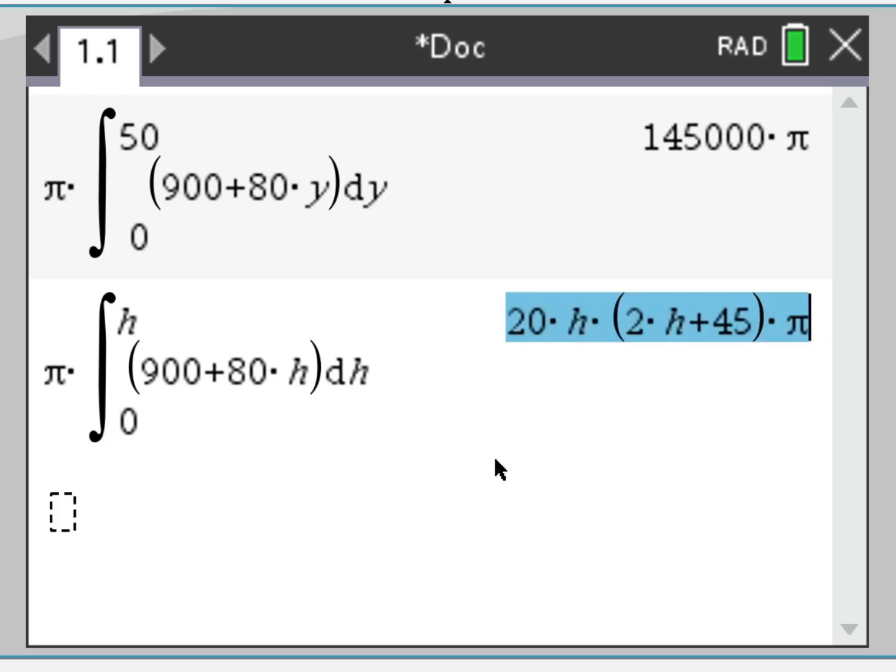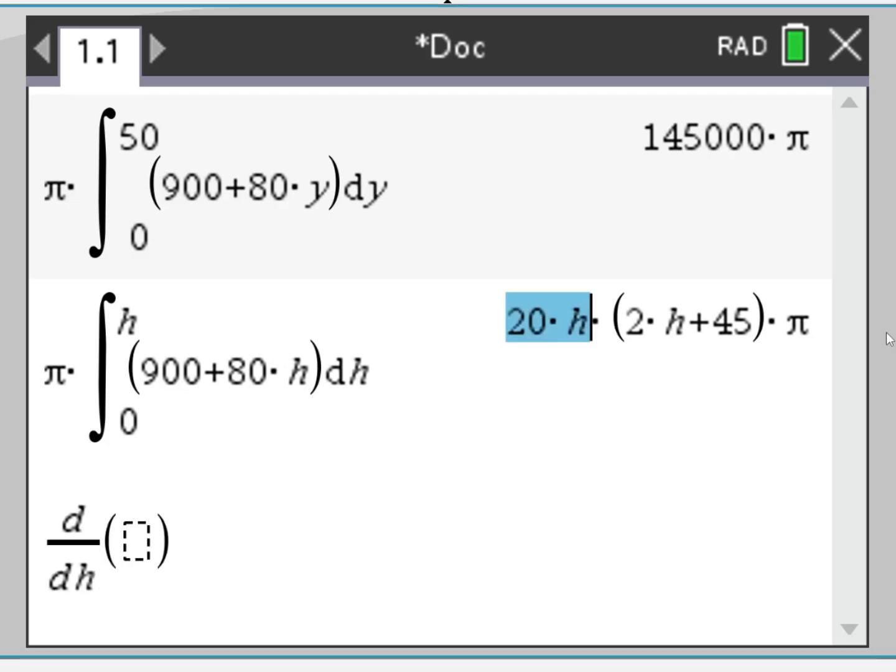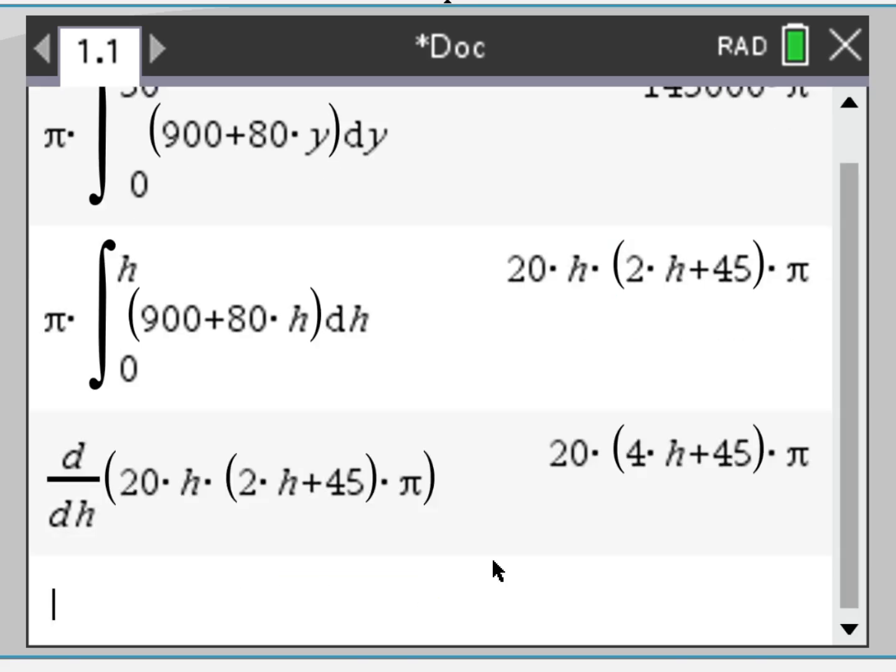Enter, and this is my value. Of course, this is actually V equals, a volume in terms of height. But I want to derive it because I want to get dV/dh right now. So in terms of height, I derive this, I get this. Yep, that's my dV/dh. But I want dh/dV, which is the reciprocal of it.